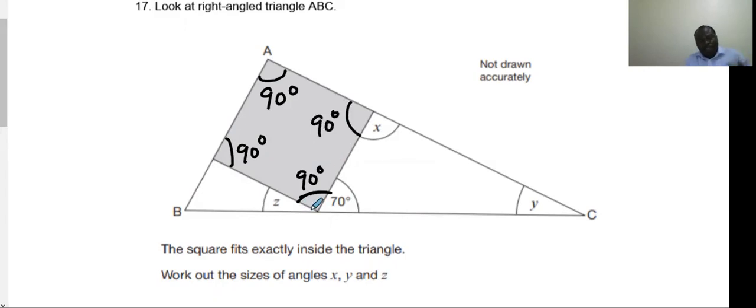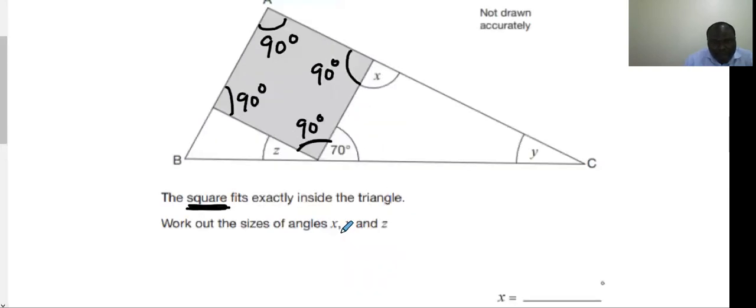Okay, so just the concept of a square is giving me a clue that each angle there is 90 degrees. Can we compute the missing angles? Yes, we can. Let me start with Z. This angle Z plus 90 plus 70 will be equal to 180. Why? Those are angles on a straight line. All angles on a straight line add up to 180 degrees.